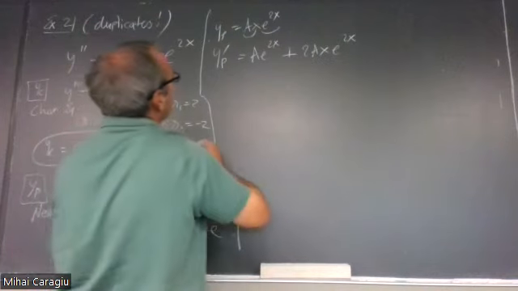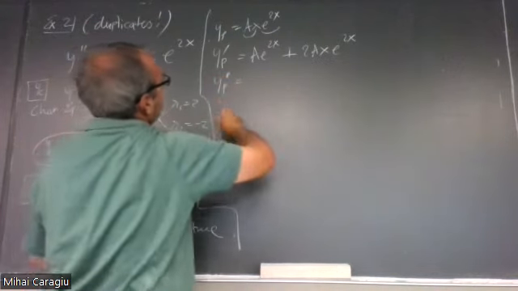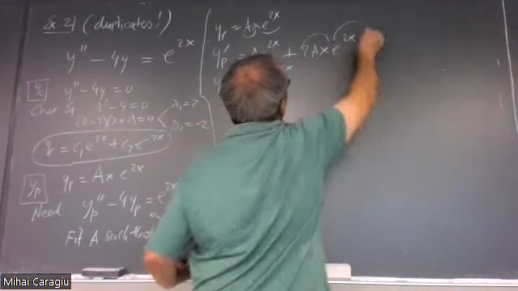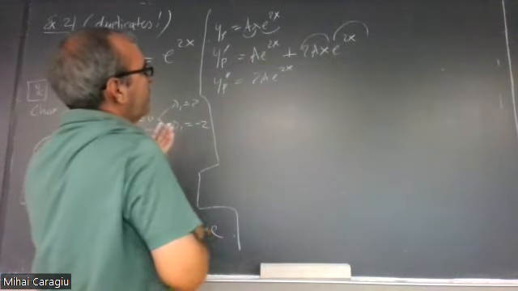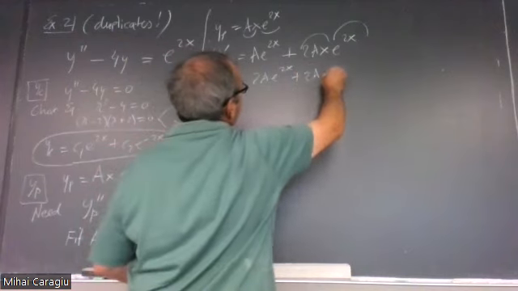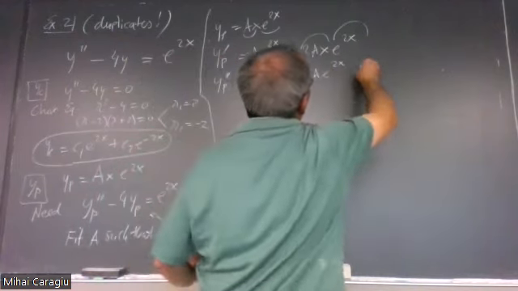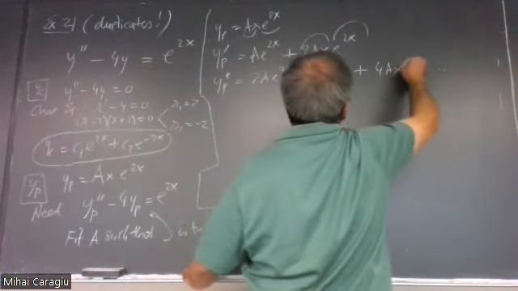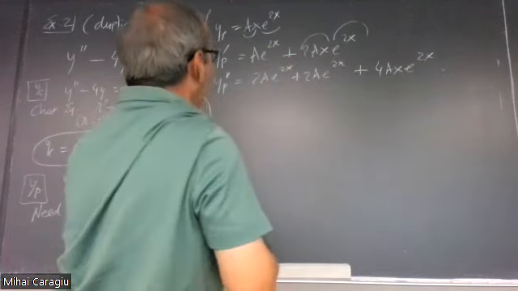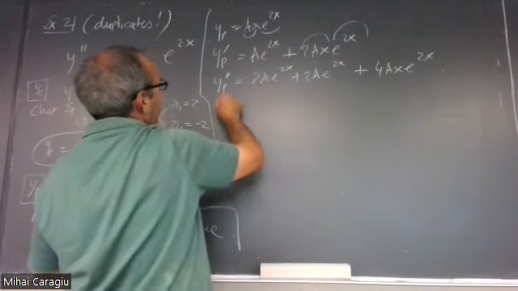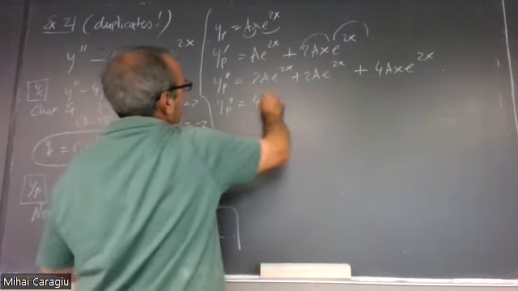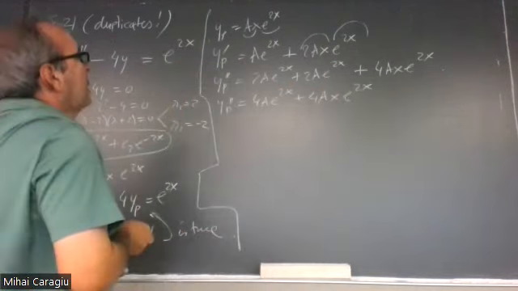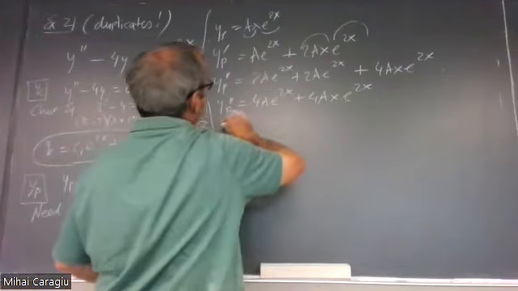So this is yp prime. Yp second will be differential of the first one, which is 2a e to the power 2x. Now again a product rule. Derivative of the first one is another 2a e to the power 2x. That's why I will put plus 2a e to the power 2x, derivative of the first and the second, plus the first one here times the derivative of the second. So what we get here? 4ax e to the power 2x. Let me group together like terms. So yp second equals 4a e to the power 2x plus 4ax e to the power 2x.